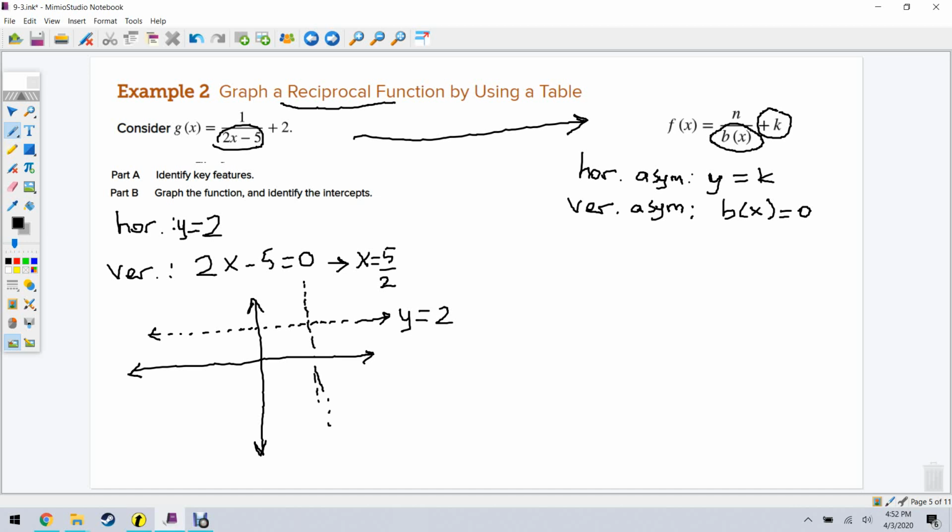Oops, it's a little bit of a bad line. So it's gonna be here, x is equal to 5 over 2. There we go. So these are our boundaries. Our function, you remember the very first one, the 1 over x, it was like a butterfly. So it's gonna be like that. So this is what we have so far, right?